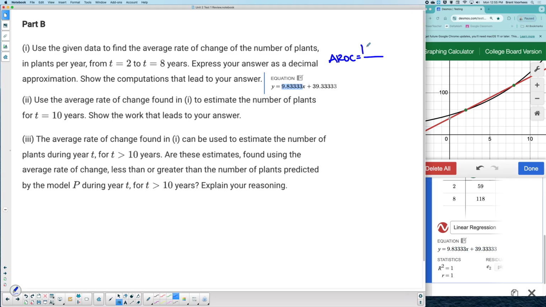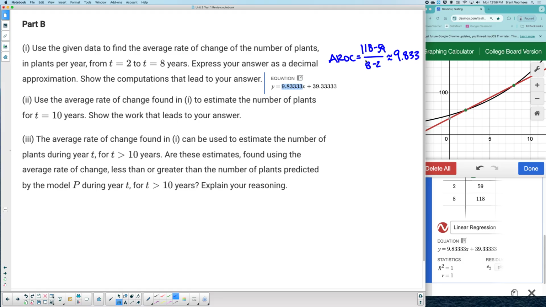118, so it's 118 minus 59 over 8 minus 2. Now that we can type in the calculator, that shows our work. We should get this value right there. We should get 9.833. That's what we should get.